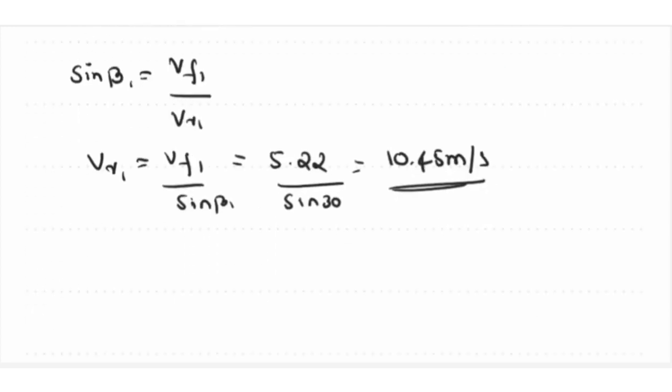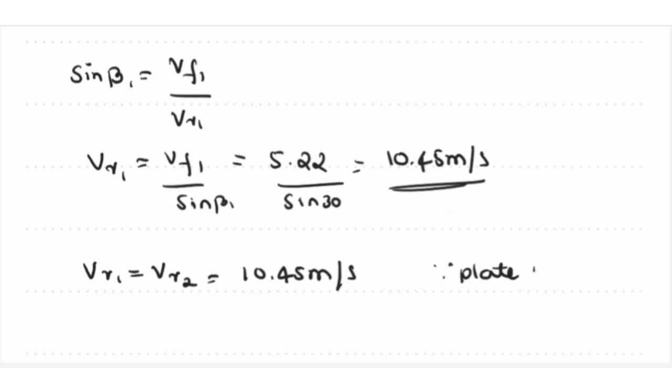So in the question they have given there is no shock or the plate is smooth. So VR1 will be equal to VR2. So that is equal to 10.45 meter per second since plate is smooth.